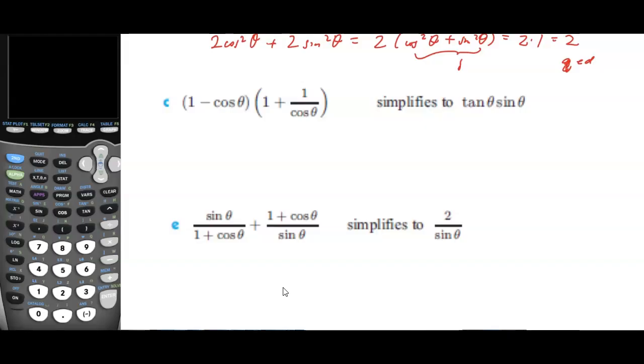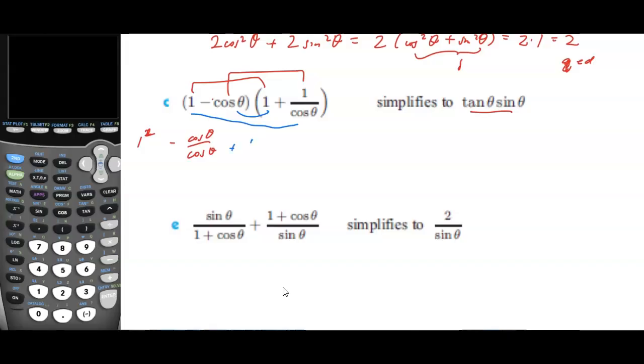1 minus cosine theta times 1 plus 1 over cosine theta simplifies to tangent theta sine theta. So let's show that this is true. The most obvious thing to do is expand this. We can do FOIL. First we do these two together, and then these two together. So it'll be 1 squared, and then negative cosine theta over cosine theta. Okay, and then we're going to do these two together and these two together.